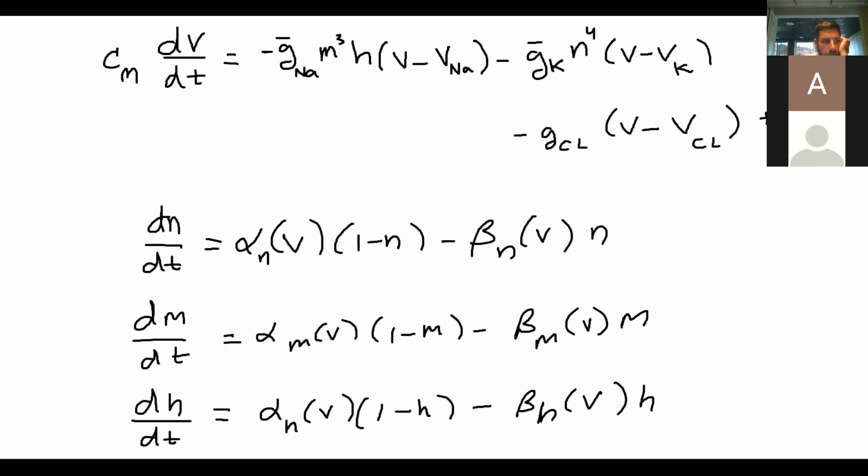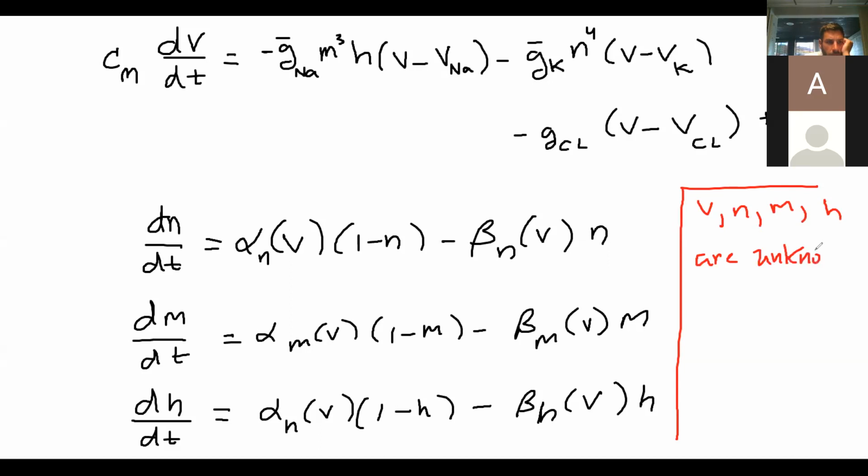All right, so what we need to note now are the following. Maybe I'll annotate this to be very clear. I'll put over here: V, n, m, and h are unknown functions. And all four of them are functions of time.